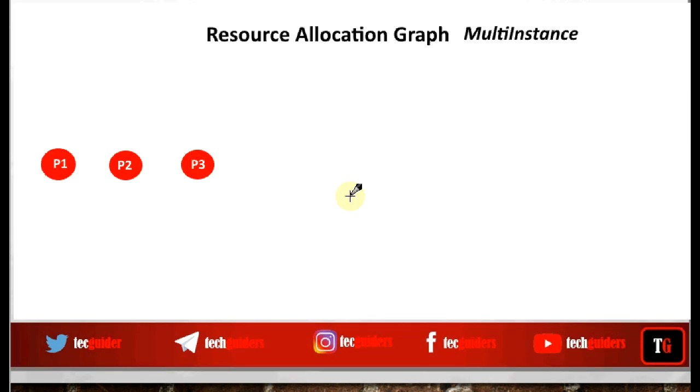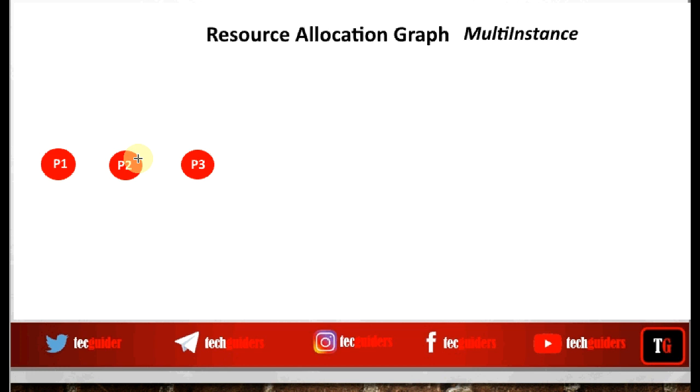We have discussed single instance resource allocation graph and how to describe deadlock with it. Next, we shall discuss multi-instance resource allocation graph and how to describe deadlock using it. This is similar to single instance graph. The graph consists of a set of vertices and a set of edges.